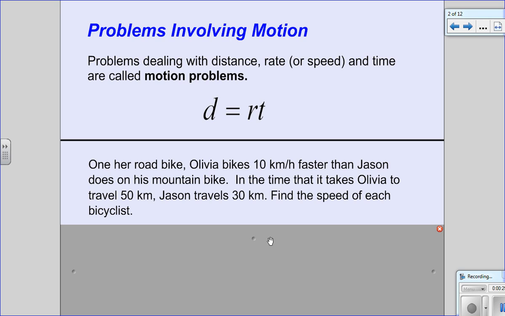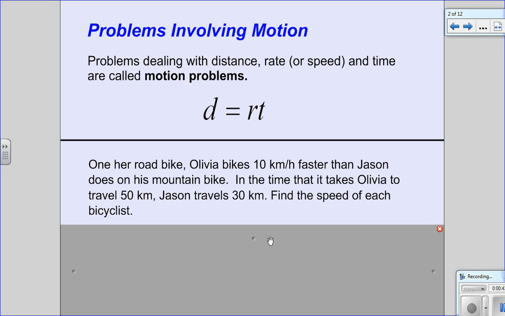On her road bike, Olivia bikes 10 kilometers per hour faster than Jason does on his mountain bike. And in the time that it takes Olivia to travel 50 kilometers, Jason travels 30 kilometers. Find the speed of each bicyclist.